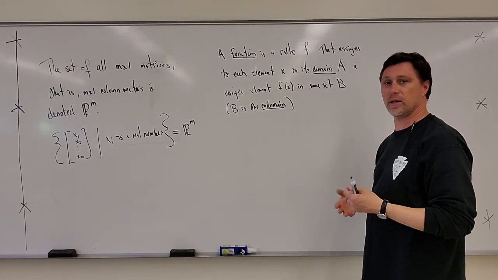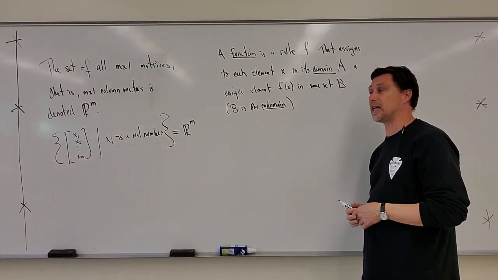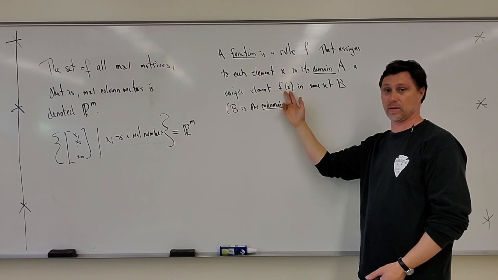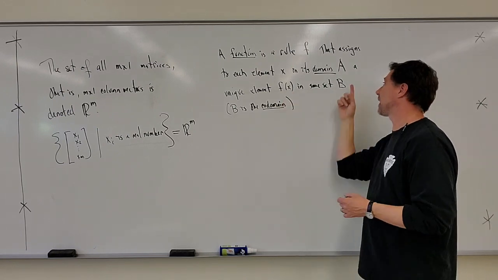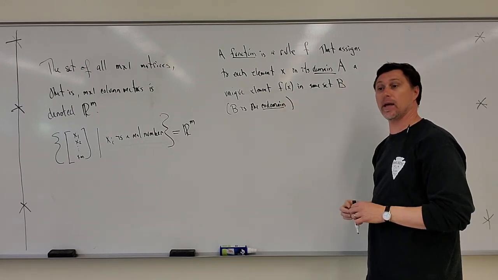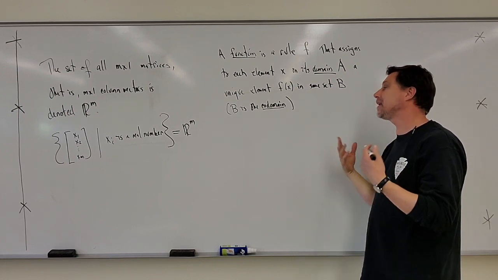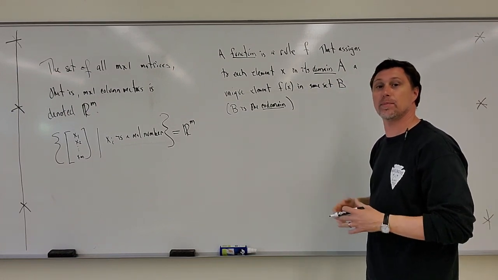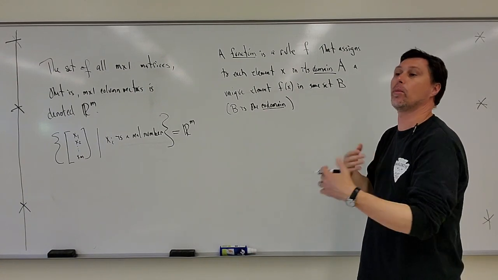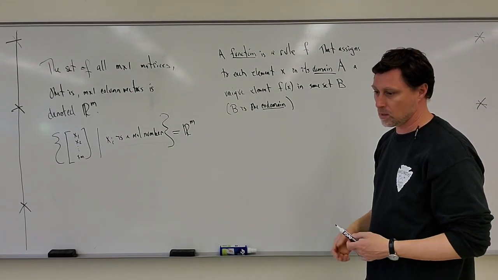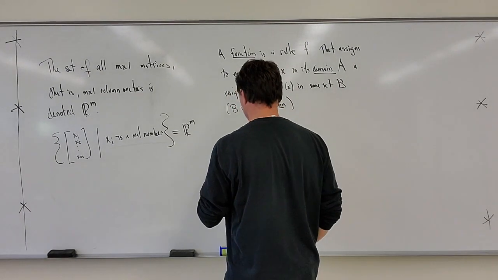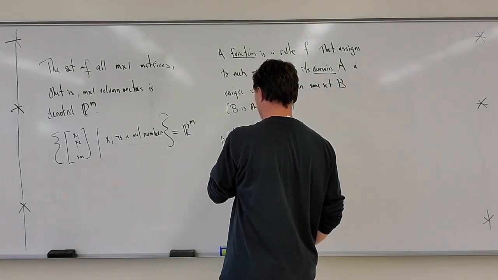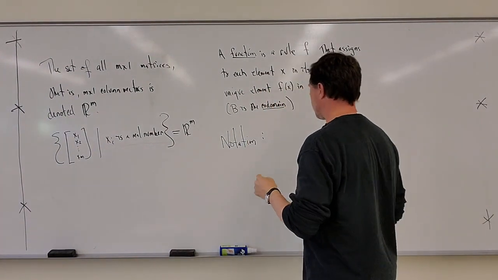So here's another way to say it: a function is a machine. It takes as input a little x and gives as output f of x. The set of inputs, that's called the domain. That's what I'm calling capital A. The set of outputs lives inside, we've got to put them somewhere. Set B, the codomain, is the place that we put the outputs. That's where the outputs live. The notation is like this.